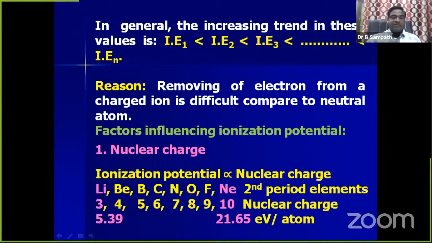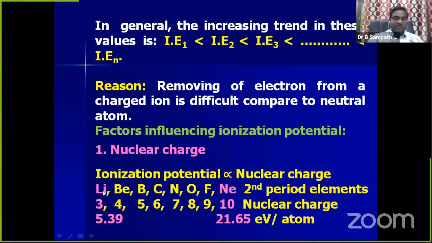Let us see, for example, the second period elements I have taken. What are the second period elements? Lithium, beryllium, boron, carbon, nitrogen, oxygen, fluorine, and neon. These have only two shells or orbits in their atoms. That's why these belong to the second period elements.